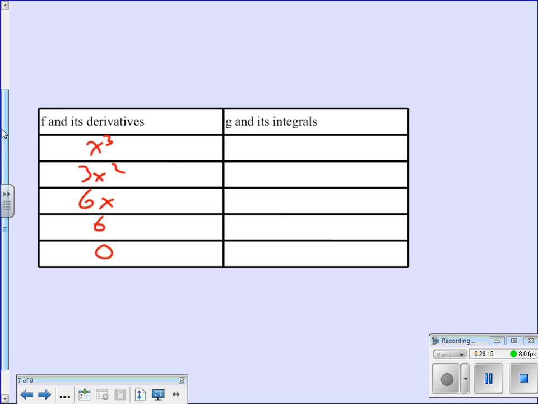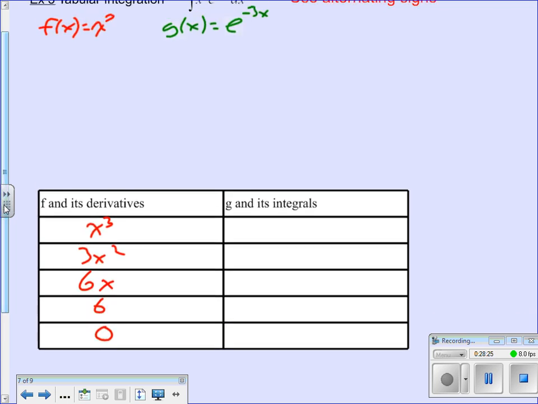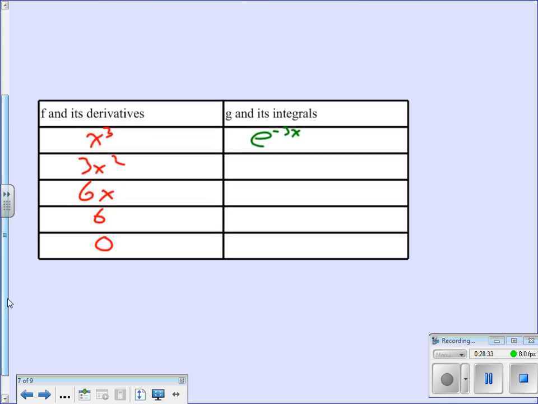If I have it to the 5th or 6th power, I got another couple of layers going on here before I'm done. The other column, I take g of x, e to the negative 3x, and I do antiderivatives of that. I integrate it until I get down to the same number of lines. Okay, because it won't go away, because the antiderivative of e to the x is never going to go away. So what I have to do is I just keep doing it until I match the two columns.